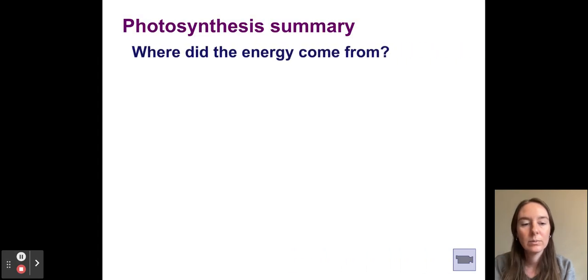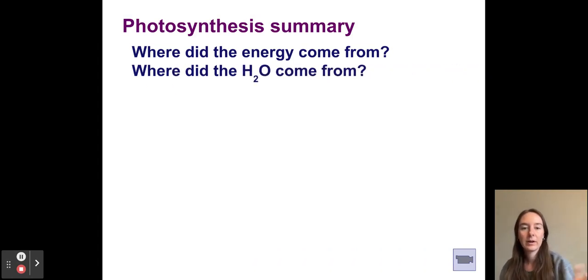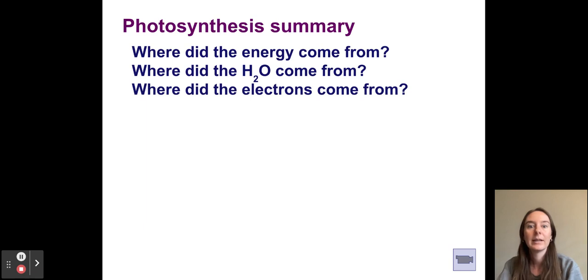All right, so just to summarize, like a little quiz for yourself, where did the energy for photosynthesis come from? From the sun. Where did the water come from? It came from the roots or even from the stomata, water vapor coming in through the leaves. Where did the electrons come from? The electrons came from water, right? From the hydrogen atoms in water. When water is split, the electrons are going to be accepted by the chlorophyll molecules.